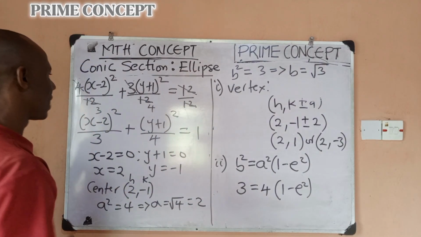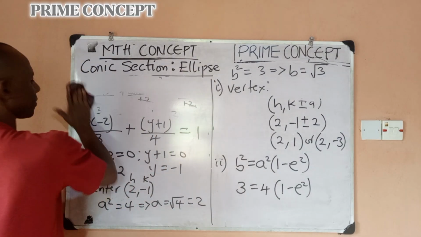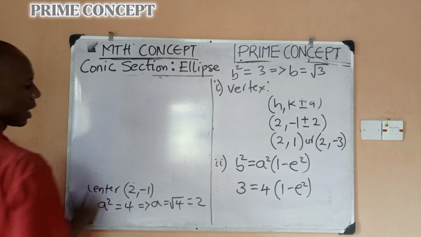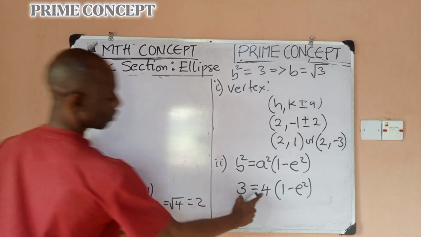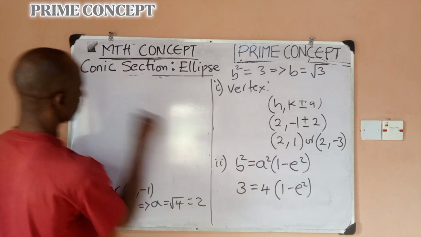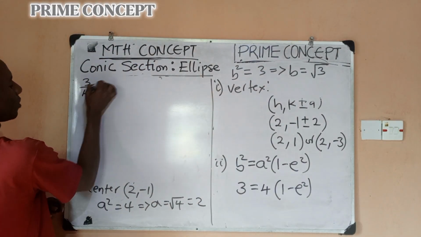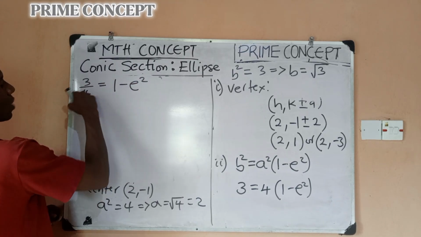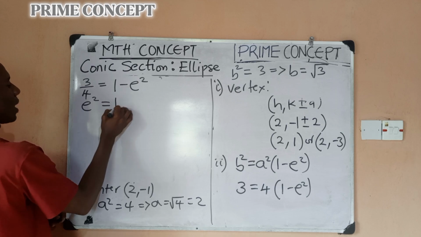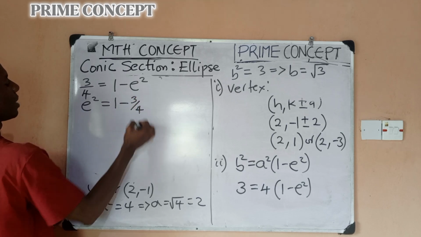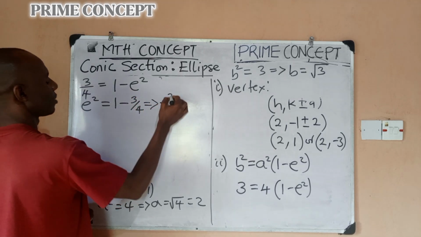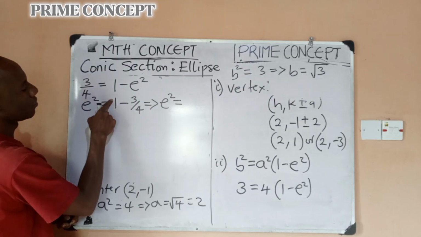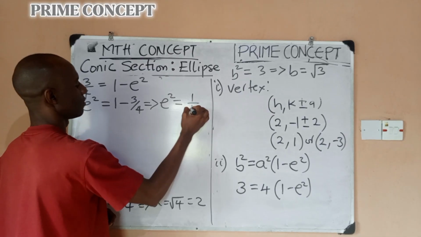So if I have that, I can rub this side. So I would have 3. Now what I'll quickly do, I'll divide both sides by 4, so that I will have 3 divided by 4, which would be left with 1 minus e squared. So if I bring e squared to this side, I'll have that e squared is 1 minus 3 divided by 4. This would imply that e squared is equal to, 4 minus 3 is 1, so 1 divided by 4.